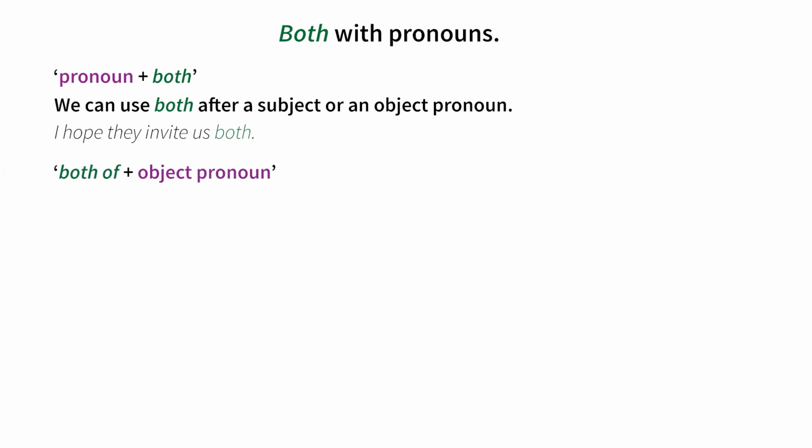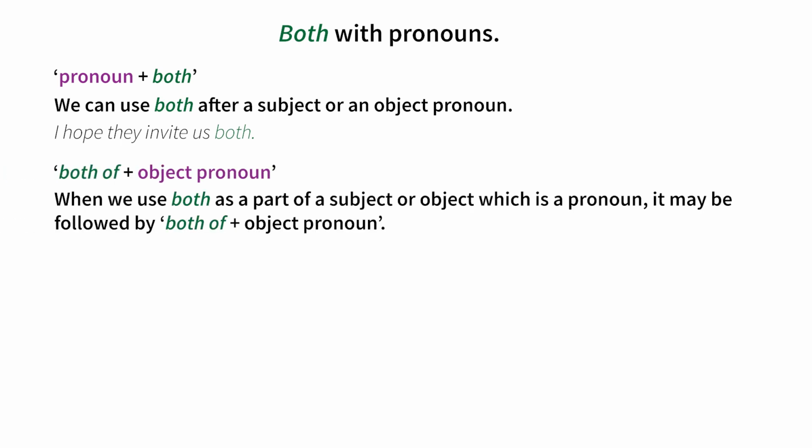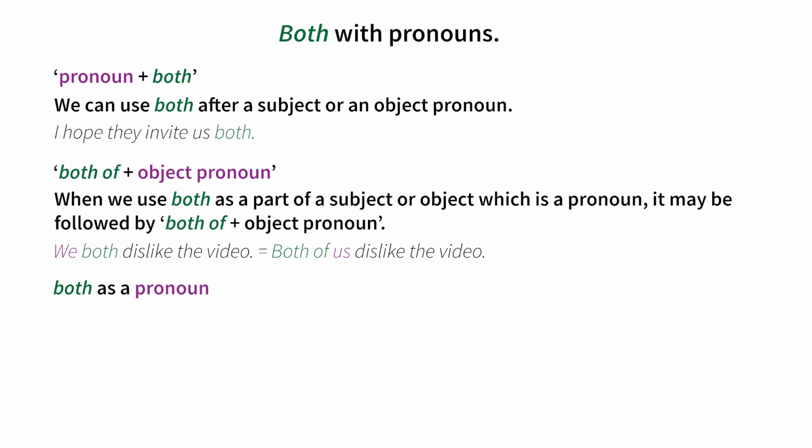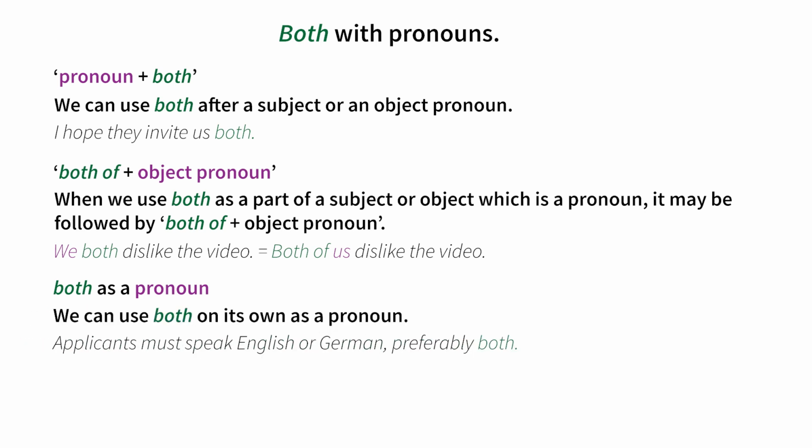Both of plus object pronoun. When we use both as a part of a subject or object which is a pronoun, it may be followed by both of plus object pronoun. We both dislike the video. Equals both of us dislike the video. Both as a pronoun. We can use both on its own as a pronoun. Applicants must speak English or German, preferably both.